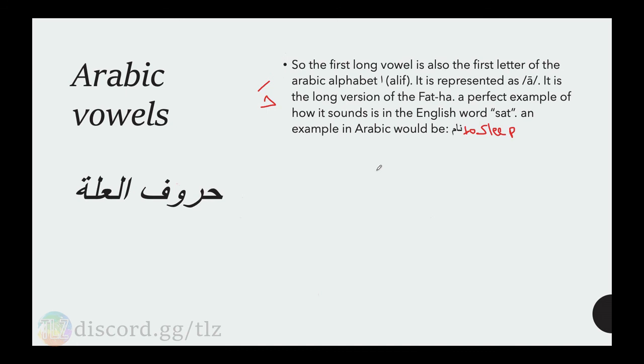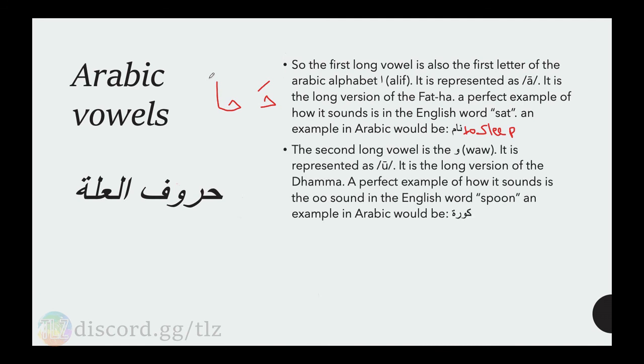So as I was saying, right, this is pronounced as, yeah. And like I previously mentioned, this is the longer version of the fatha. So this would be ha, this would be ha, right? So it's just longer. And then the second long vowel is the wow. It is represented as oo, right? This is how the pronunciation of it would be written in English, same as here. It is the long version of the dhamma. So this is what the dhamma looks like, and this is what the wow looks like, right? So same with alif and fatha, you just pronounce it for a longer amount of time. So this would be hu, this would be hu.